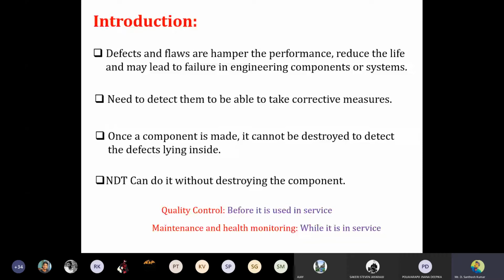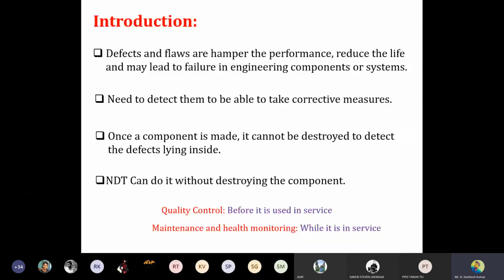Whenever we talk about non-destructive testing, there are two primary objectives of doing NDT. Why are people going for NDT? They have two major objectives. One is quality control, and the second is maintenance and health monitoring. These two are the major objectives why people are interested in non-destructive testing.